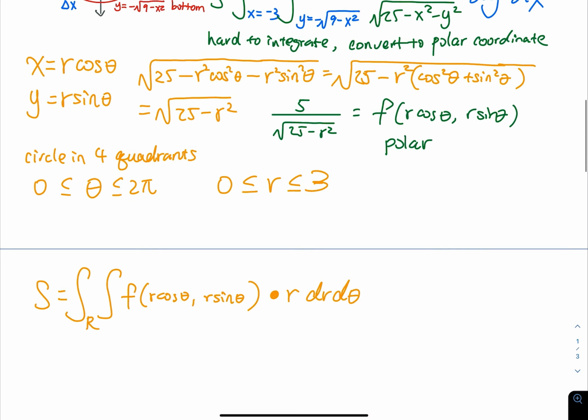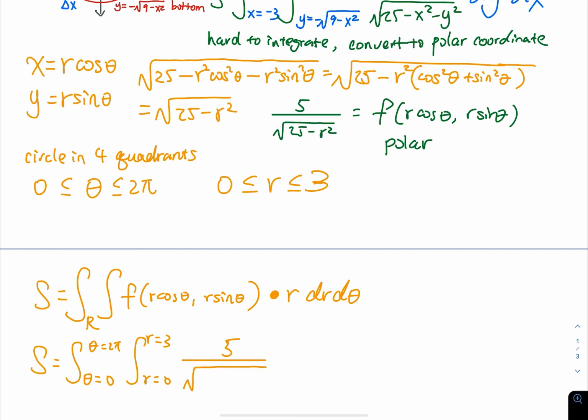Okay, let's do it. So we have S equals the double integral dr d theta. Theta goes from 0 to 2 pi, and then r goes from 0 to 3. And then we have 5 divided by the square root of 25 minus r squared, and then you multiply by r and then dr d theta.